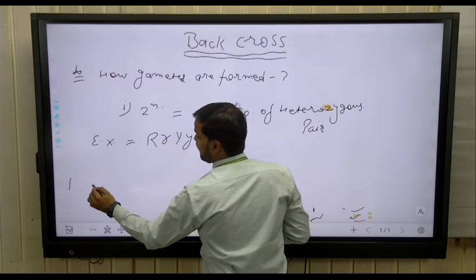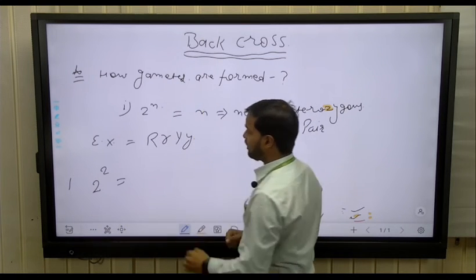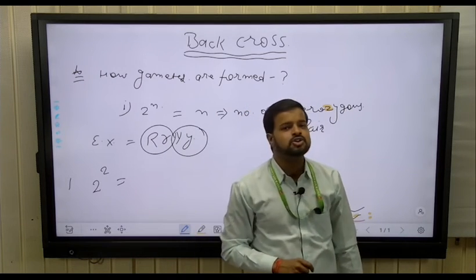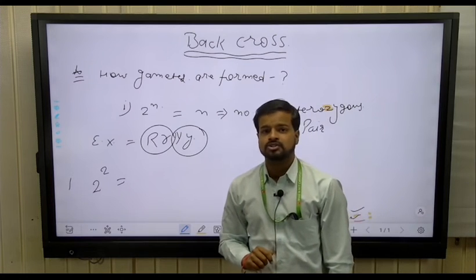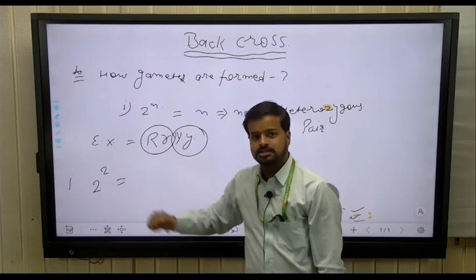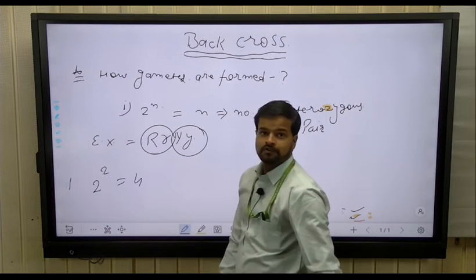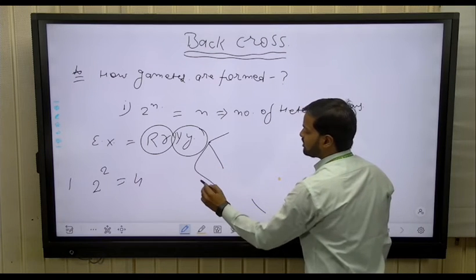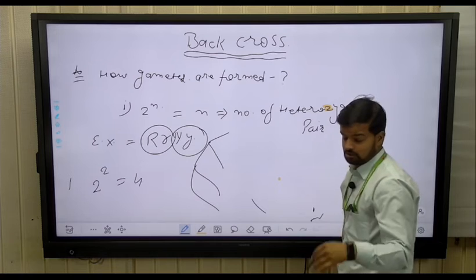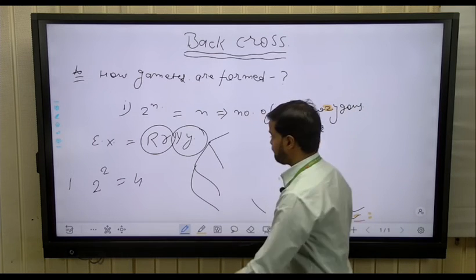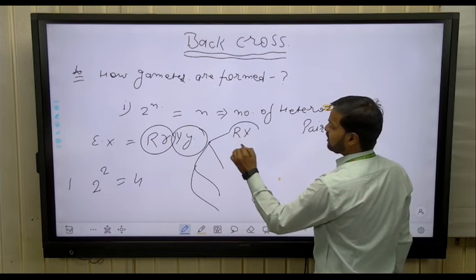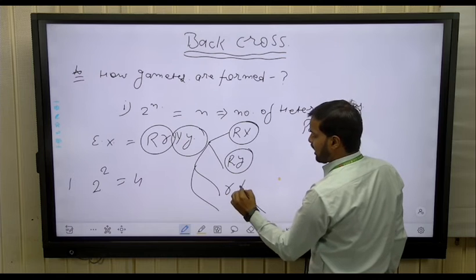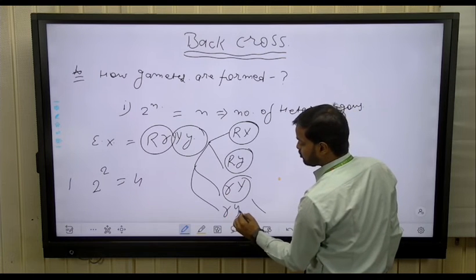Another important example, and our value is what? 2, because this is another homozygous pair and this is another homozygous pair. That means in this genotypic composition we only obtain 2 heterozygous pairs, and we put the value in this trick. The result is what? 4. And how are the 4 gametes formed? First gamete is capital R, capital Y; capital R, small y; small r, capital Y; and small r, small y.